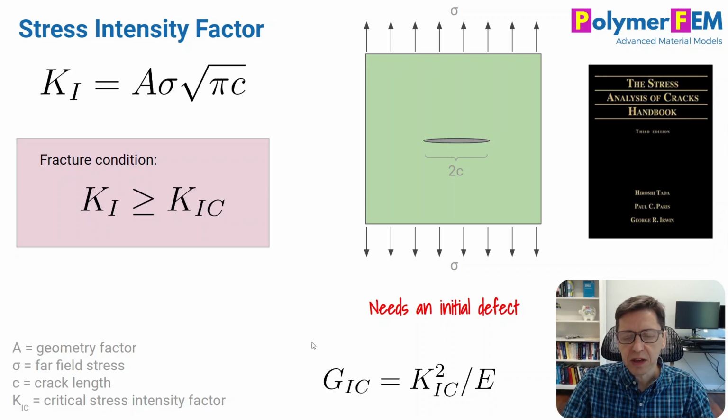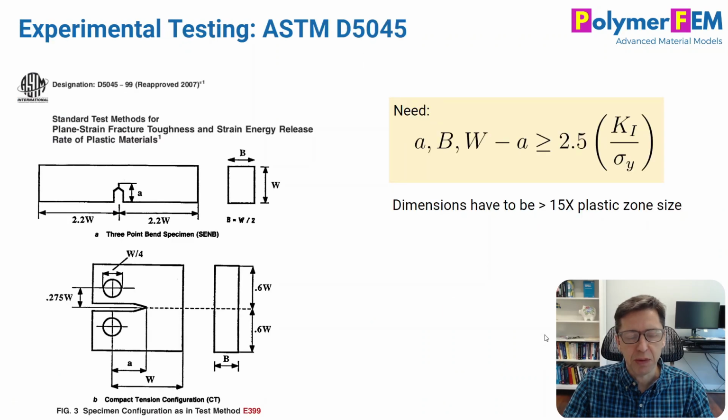Finally, also note that the energy release rate, G1C, can be related to the K1C value in this way. I'm not going to show or prove that here, but it's a relationship between them. Instead, I want to say a few words about experimentally measuring the K1C value, the critical value. And there are ASTM standards for doing that.